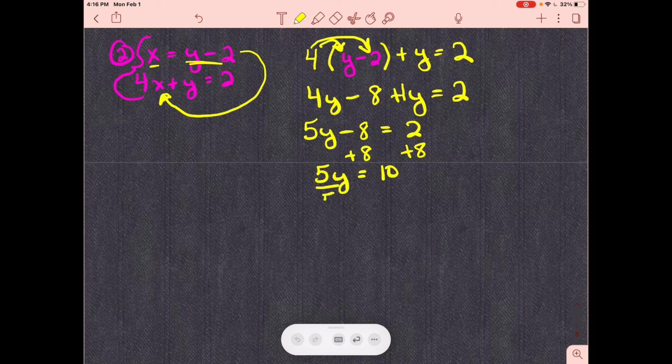I'm going to divide by 5. I get y equals 2. Now, that's only half of my information. I need to also know what x is. So whatever you want to do, pick one of these equations.